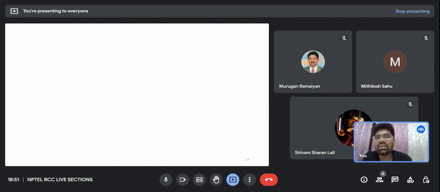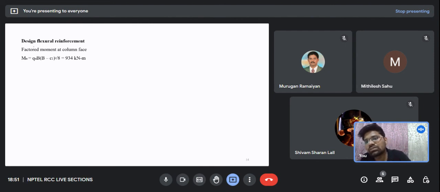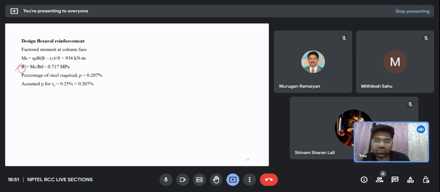So now finally I have designed L by B, I have designed D. Now what remains is the reinforcement, which we will design based upon the moment formula. We have also calculated it based upon the critical section. So based upon this moment and what you have learned in beam, you can find the reinforcement. So R is Mu by bd square. From R you can evaluate the percentage of reinforcement. The percentage of reinforcement is coming out to be 0.207.